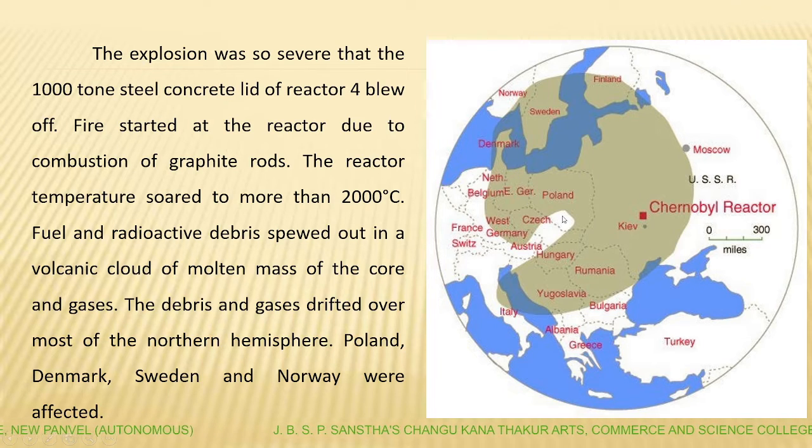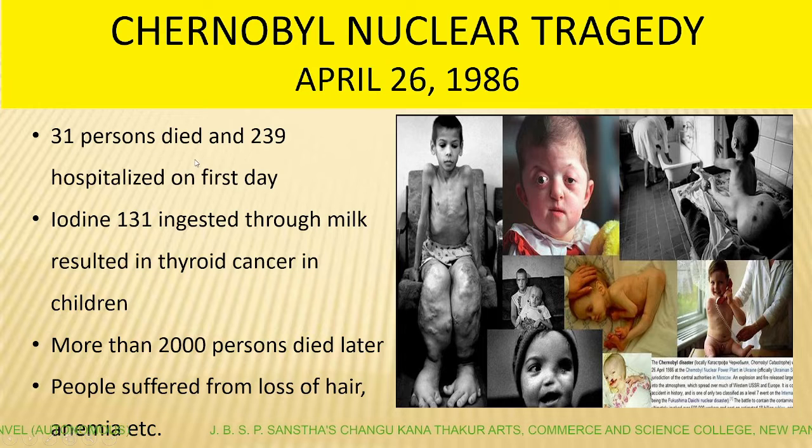In this tragedy, 31 died on the first day and 239 were hospitalized on the first day. Iodine 131 was very high in the environment and it was ingested through milk. Thereby, children were worst affected. Children developed thyroid cancer. More than 2000 people died later, and people suffered from loss of hair, anemia, etc.